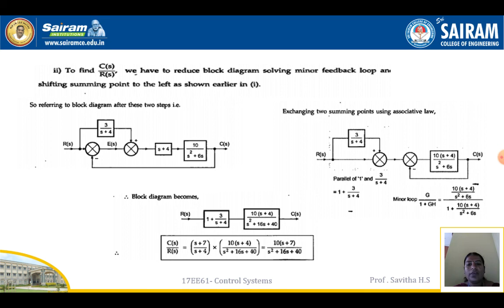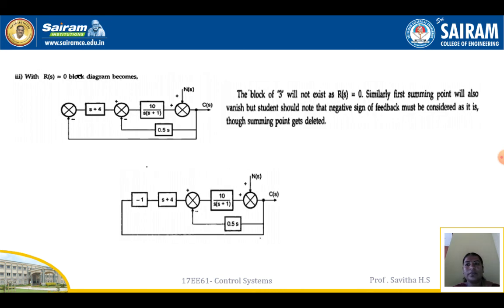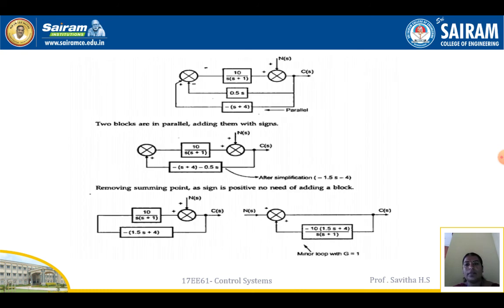Therefore C of s by R of s is equal to 10 into s plus 7 divided by s square plus 16s plus 40. With R of s equal to 0, the block diagram will become: the block of 3 will not exist as R of s is equal to 0. Similarly, the first summing point will also vanish, but note that the negative side of the feedback must be considered, as the summing points get deleted. So instead of the summing point, we are replacing it by minus 1.